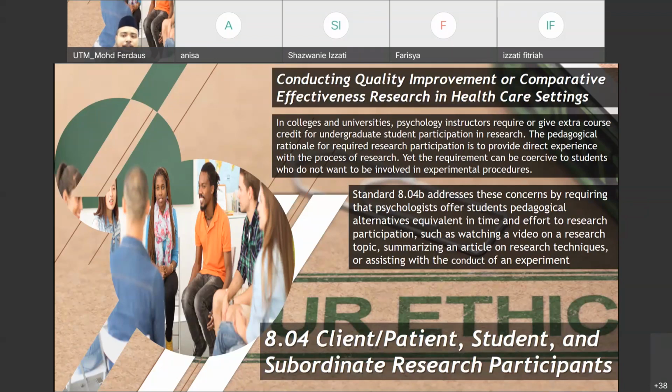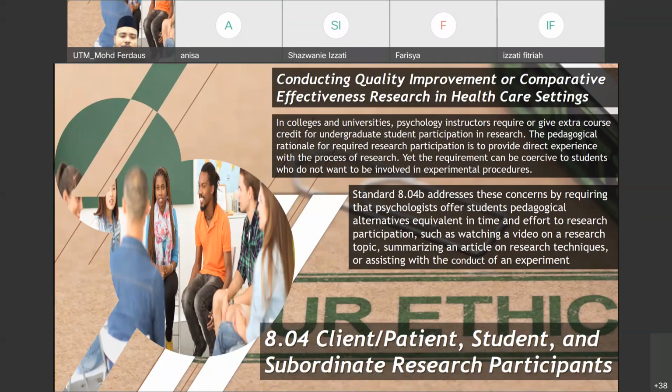Like I mentioned, say, for example, I invite you to join my experiment to see the effectiveness of online platform learning on your understanding and your achievement in psychology. I invite you, and you are my student. Basically, it's allowed for lecturers to do that. But at the same time, the lecturer needs to make sure that students understand that if you don't want to participate, there is no problem. Why? The requirement can be coercive to students. The requirement can basically tie your hands and not give you any option.